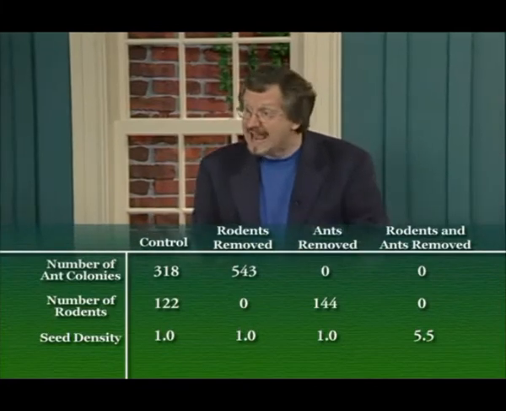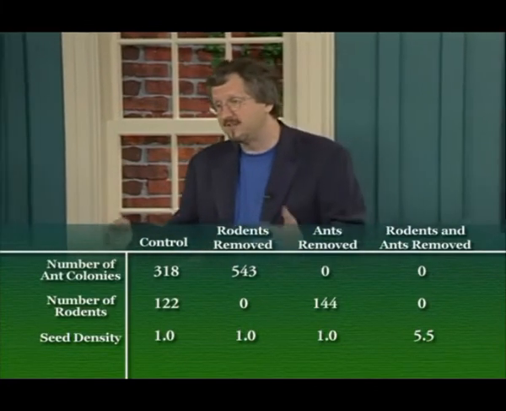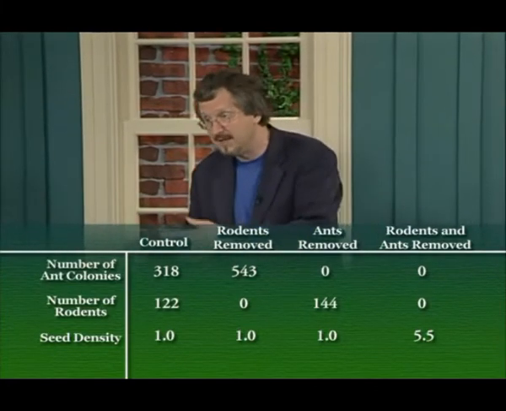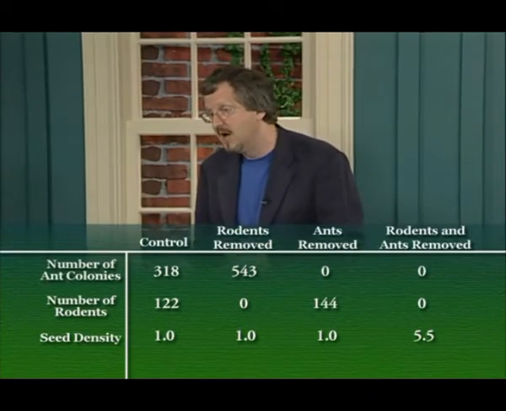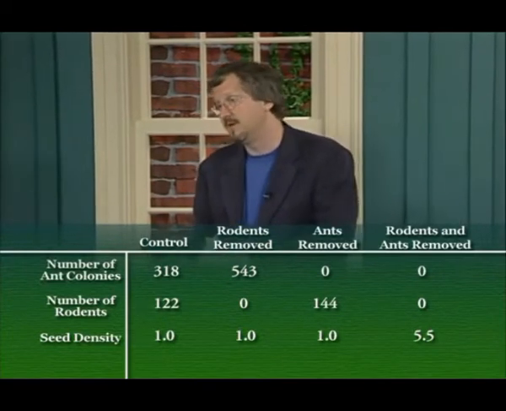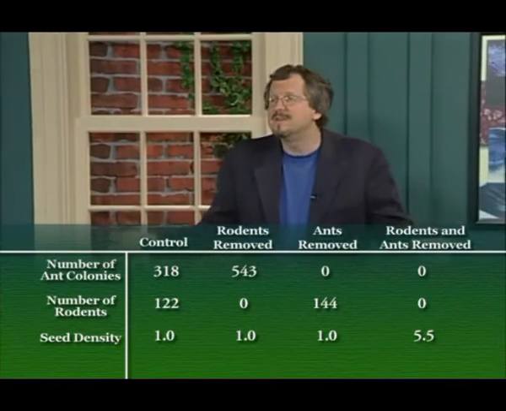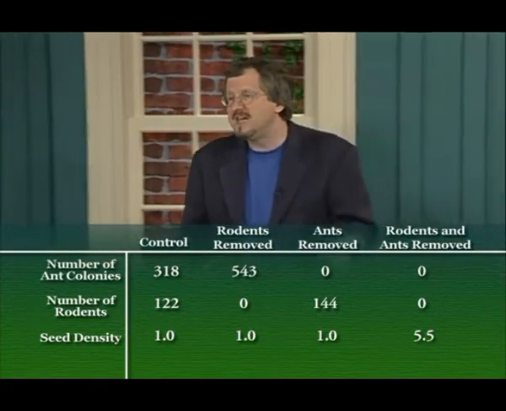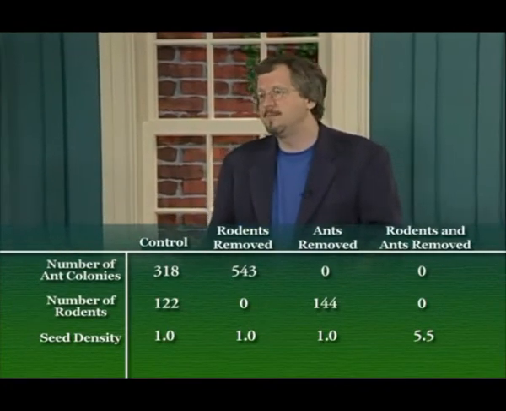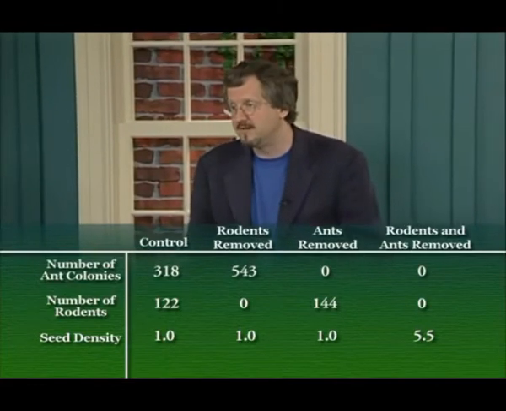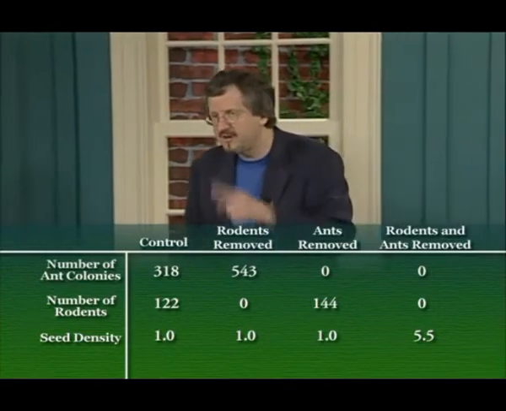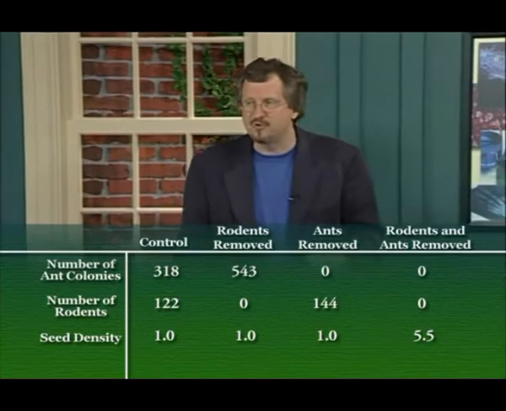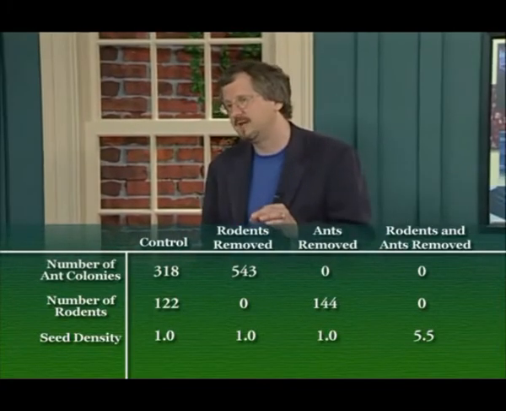If you remove the ants, the population size of rodents, which you would infer by trapping these rodents on a regular basis, the population size of rodents increases. Now, this is consistent with the idea that the presence of each species limits the population size of the other species. There's yet another experiment that needs to be done here, though, to confirm this particular interpretation.